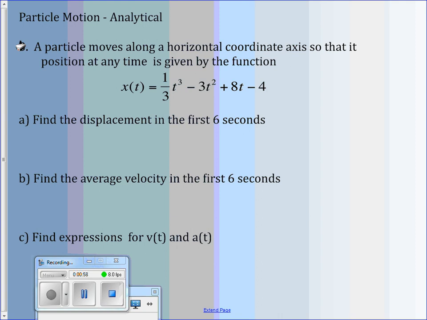So I need the position at one end at time b, the position at time a. The difference is my displacement. So I need the position at x. I'm going to evaluate that function at 6. Okay. Did we try that? Did you type that in? You can do it by hand. You can do it by calculator. That's all you have to do.